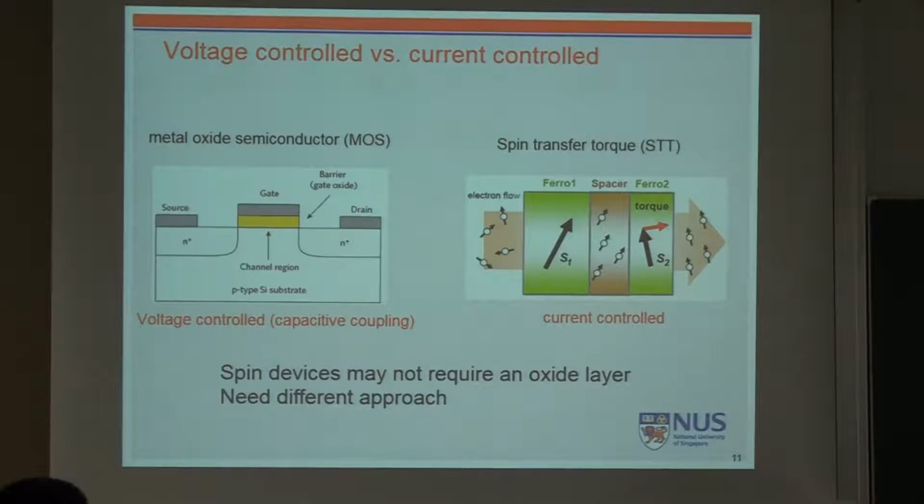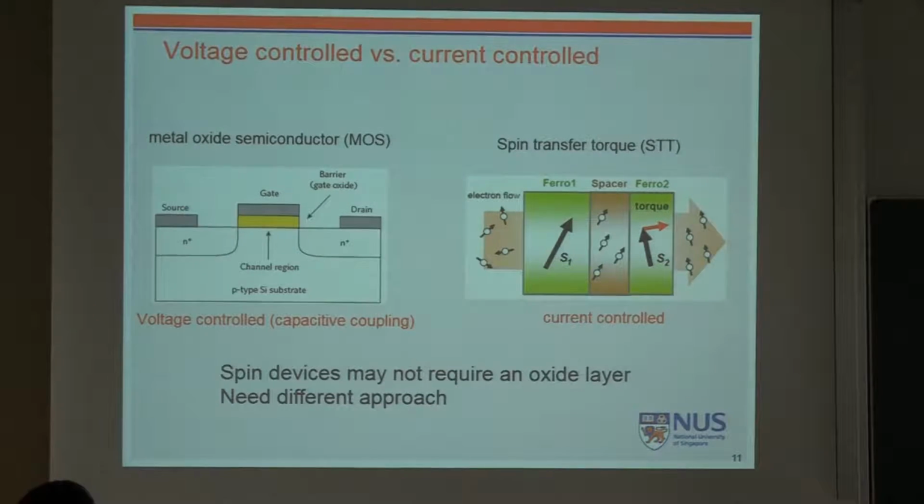For example, if you look at spintronic devices, this is a spin transfer torque device. We apply a large number of electrons to the device and transfer angular momentum from one to the other ferromagnetic layer. In this case, it's a current control device. So if you look at the basic feature, the voltage control device has parallel connection capability. If you have multiple nodes and you apply the voltage at one of the nodes, all the nodes will be at the same equipotential.